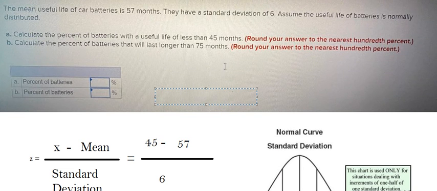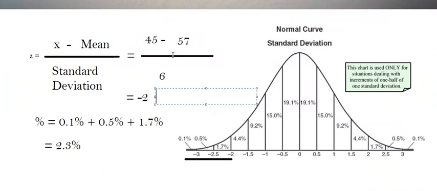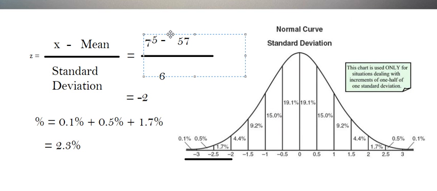Now question B is about 75. We just change to this number. 75 minus 57 divided by 6, you get about number 3.